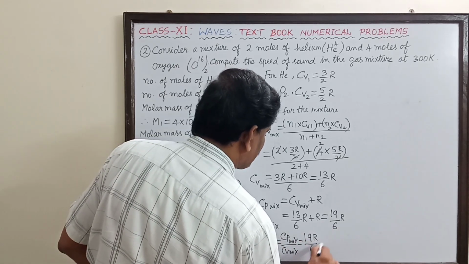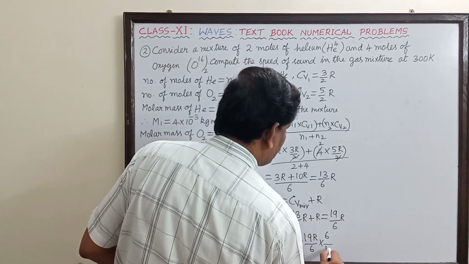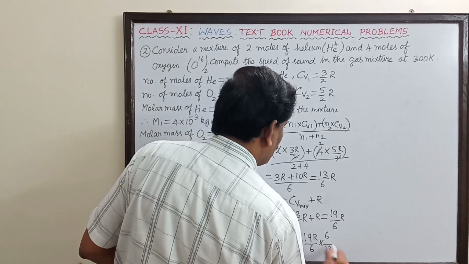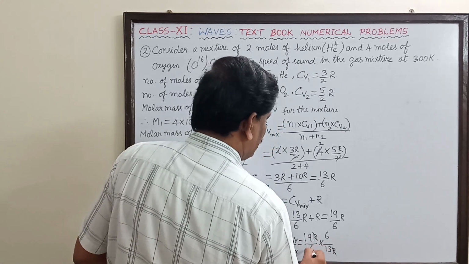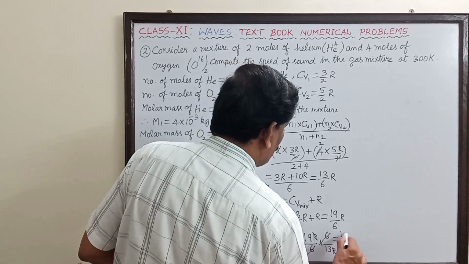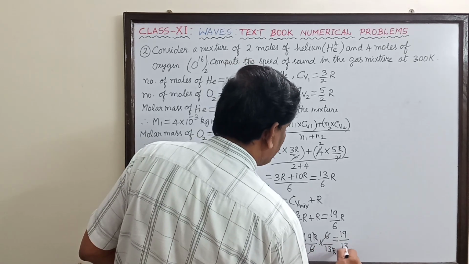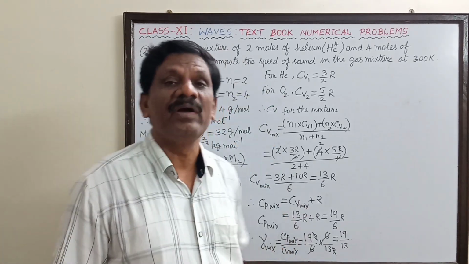19R by 6. The reciprocal, I will multiply 6 by 13. Okay, 6 by 13. R and R get cancelled. So 6 and 6 also get cancelled. So this is equal to what? 19 by 13. So up to this first initial calculation we have to do.